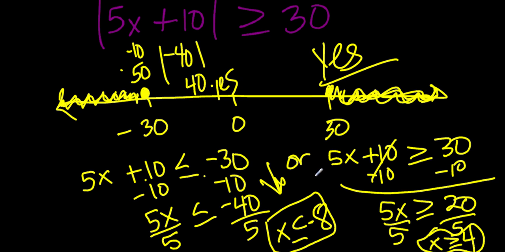So my two solutions, let's be clear because there's a whole lot of work here, are x is everything less than or equal to negative 8, or x can be anything greater than or equal to 4. Those are my two solutions to my absolute value inequality.